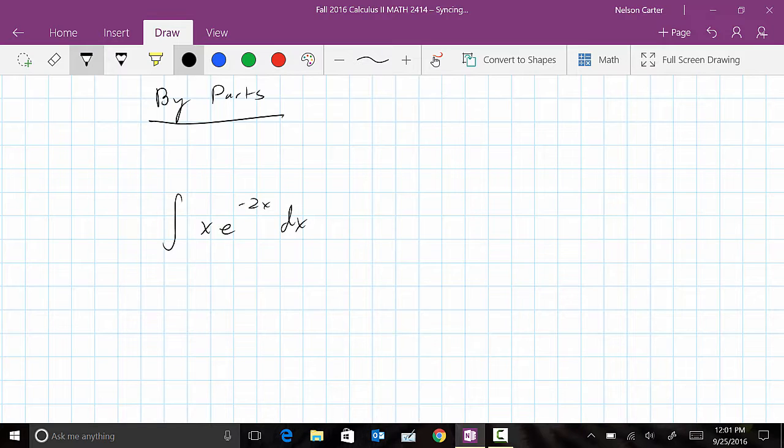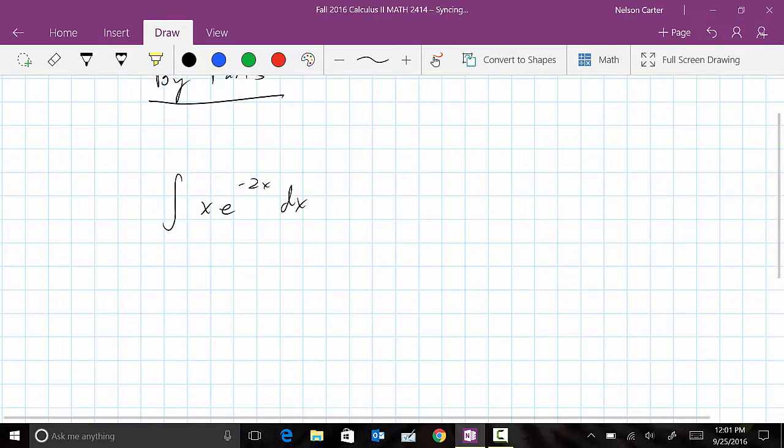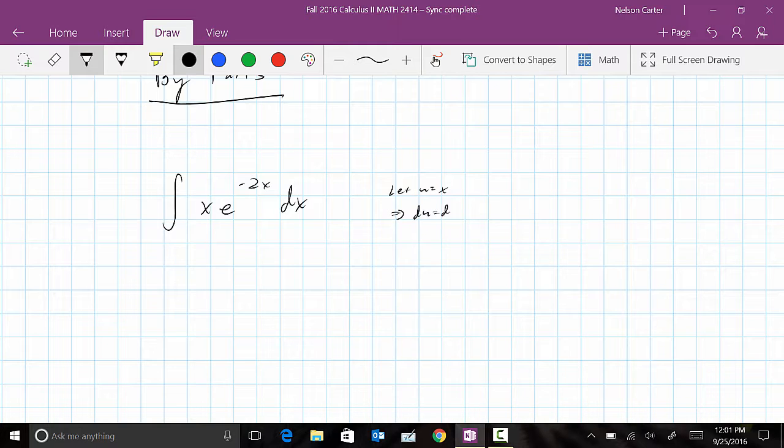Okay, so from here we can just try to do by parts because it's a product of two different functions. One is algebraic, one is a transcendental function, an exponential function specifically. So let's let u equal x. That will imply that du is equal to dx. dv would equal e to power negative 2x.